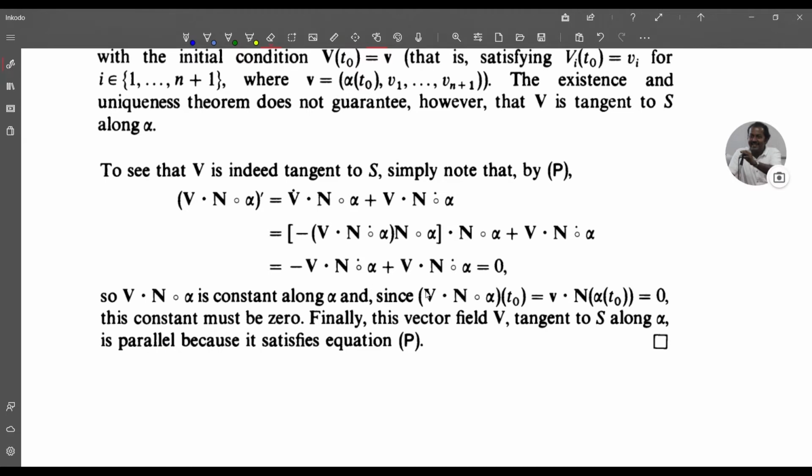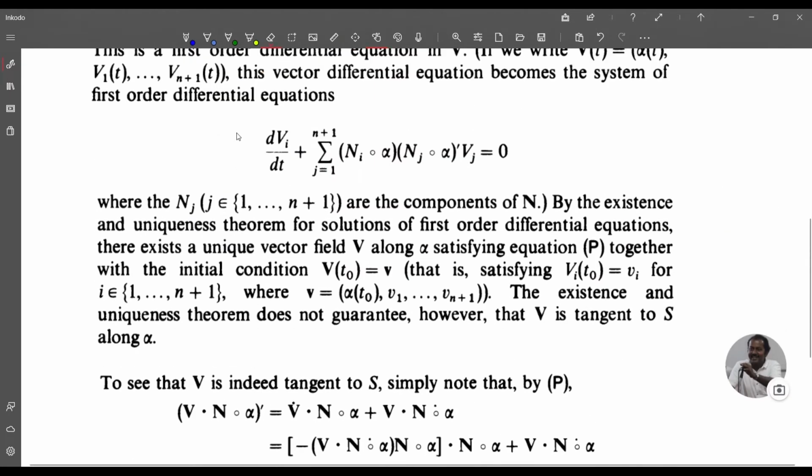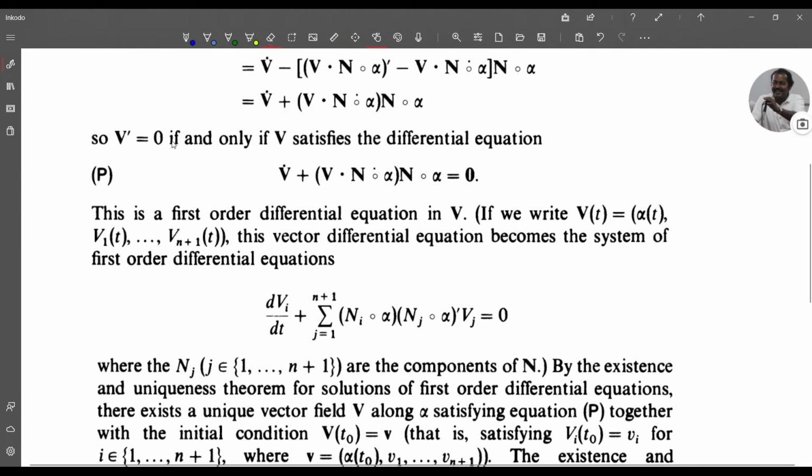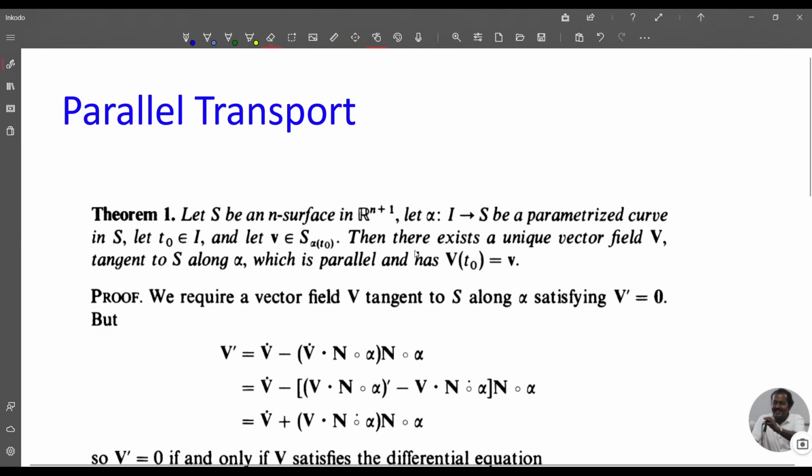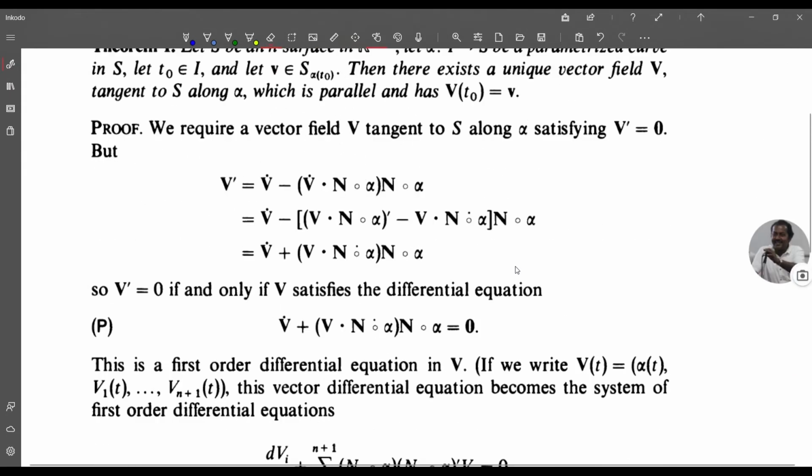So finally this vector field V tangent to S along alpha is parallel because it satisfies the equation. So you have proved that V dot n composition alpha is 0 and V satisfies the differential equation, so that covariant derivative is 0. Therefore, this establishes the theorem: there exists a unique vector field V tangent to S along alpha which is parallel and has V of T naught equal to V. So this proves the theorem.